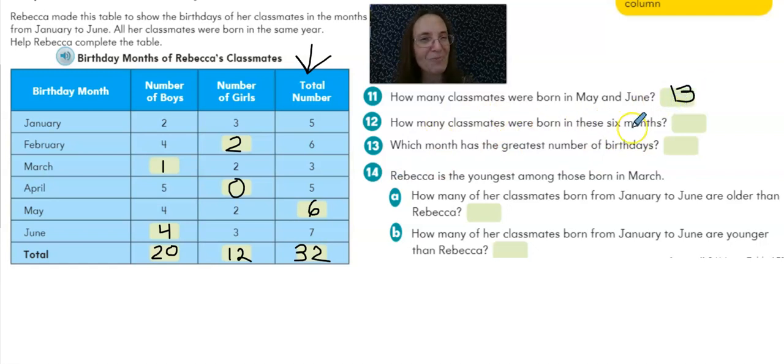How many classmates were born in these 6 months? Well, we just did this intersection right here, where we find out that the total number of children counted for this table of information is 32.